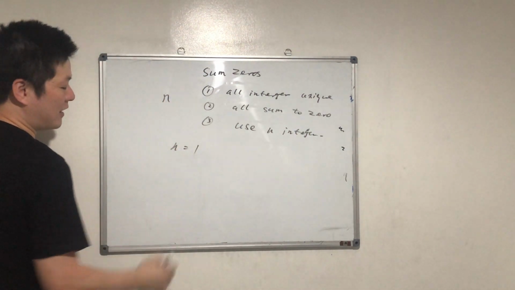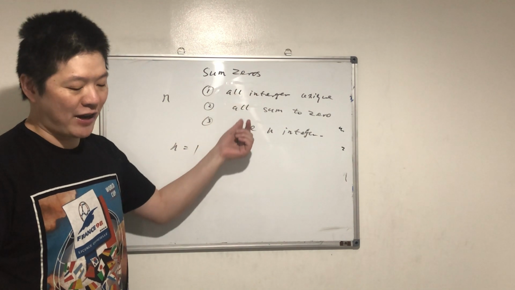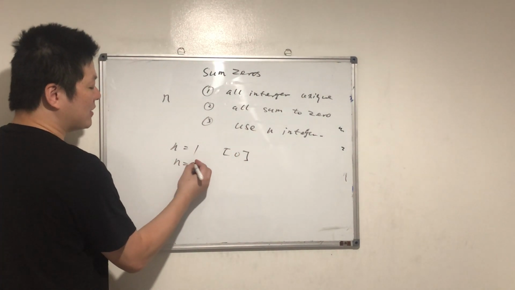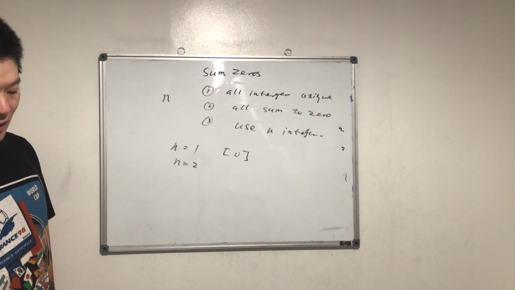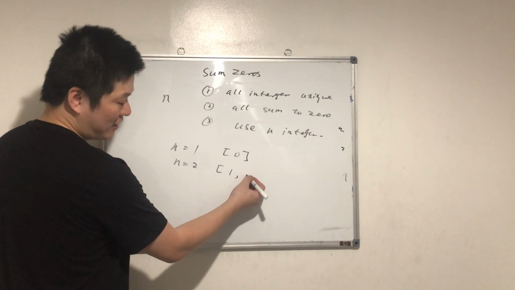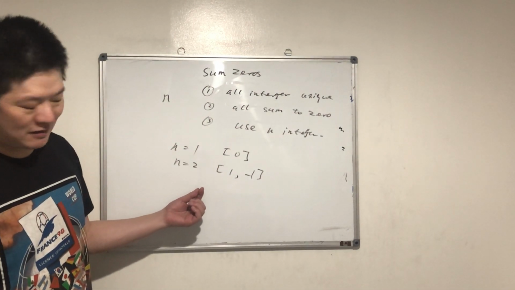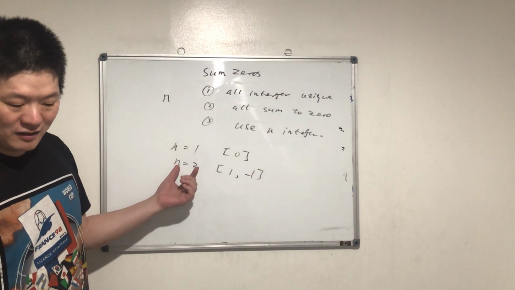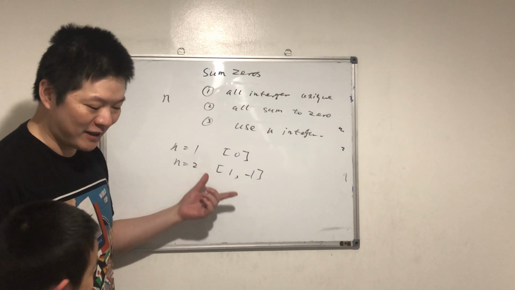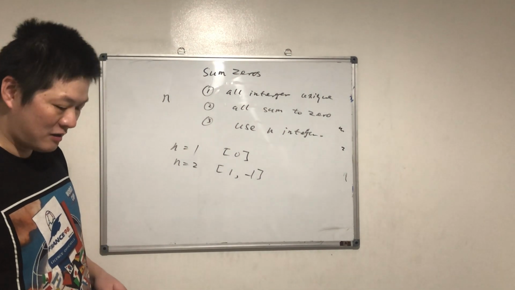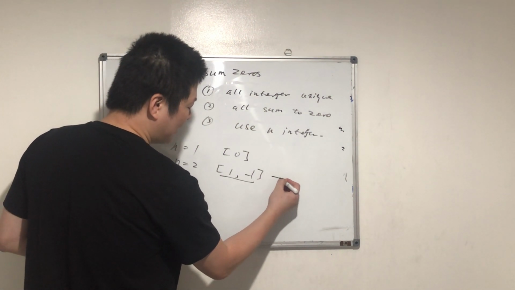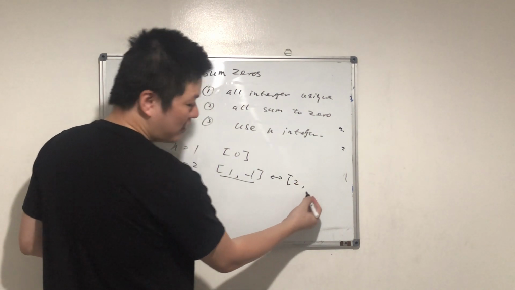So if n equals 1, can you find an array which satisfies these requirements? Actually, there's only one array: 0. When n equals 2, can you find an array? 1 and minus 1. So how many possibilities are there for this answer? If n is 1, only one possibility. When n is 2, can you find any other than these two? 2 and minus 2.